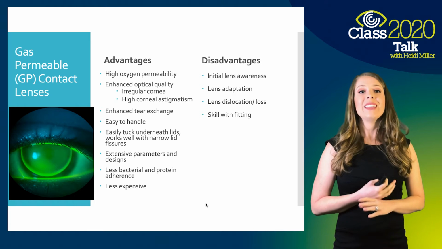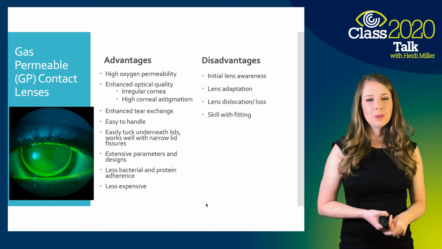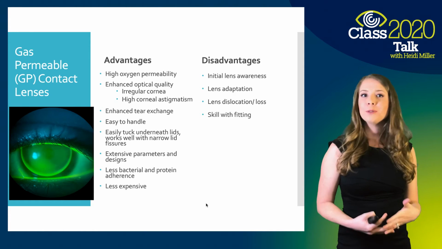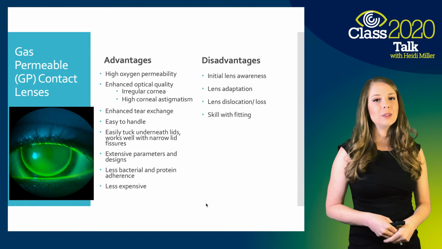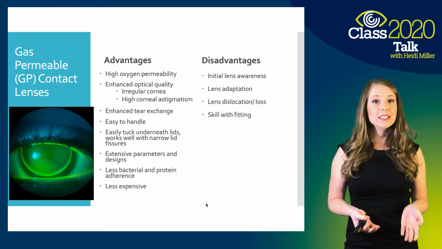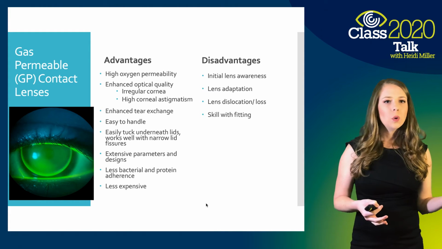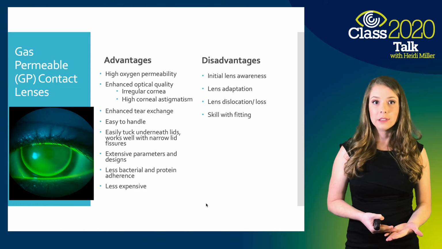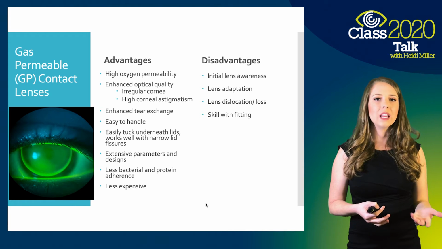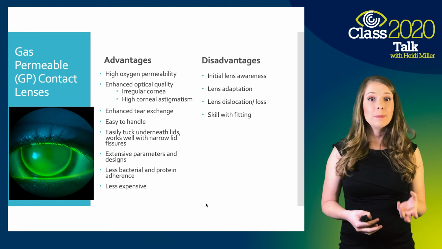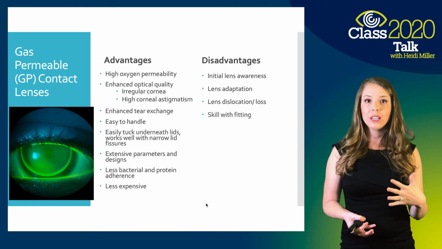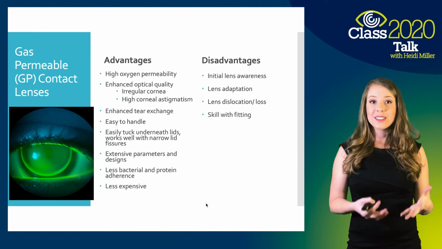There's also extensive parameters and designs that you can do with GP. So in terms of limitations on power or what size or curvature, you don't hit as many roadblocks with GPs because we've got a lot more flexibility with those parameters. You also have less bacterial and protein adherence, and they can be less expensive. So an example would be a patient that's losing a lens often. And mom's saying, every couple weeks we're losing a lens, we've got to replace it. The advantage with a GP lens is if that lens pops out in-house and mom's able to find that lens, we can clean it and then reuse that lens, put it in the eye. With a soft lens, we lose it.